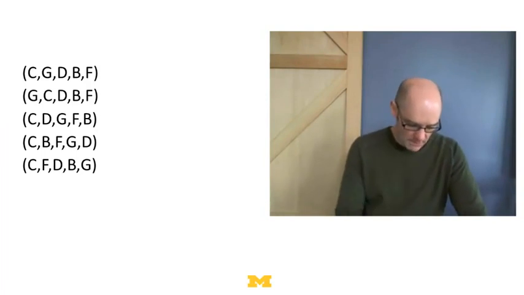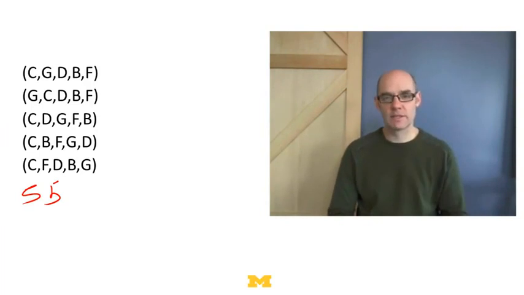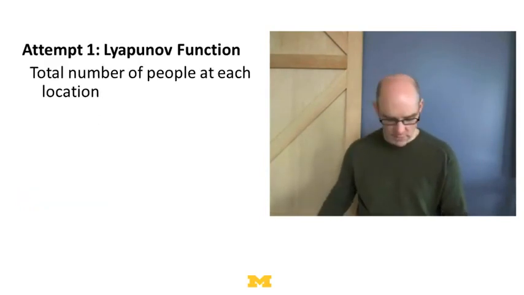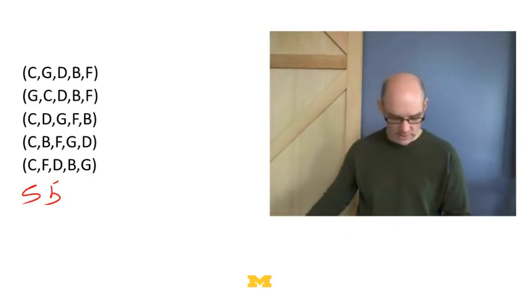So how many people go to the cleaners? Well, 5 people go to the cleaners. How many people go to the deli? 5 people go to the deli. And what you realize is 5 people go to every location. So that's not going to work, right? Because even if I switch my route, there's still 5 people going to the cleaners and 5 people going to the deli and 5 people going to the fish market. So this first attempt, the total number of people at each location, is not going to work. So let's try something else.